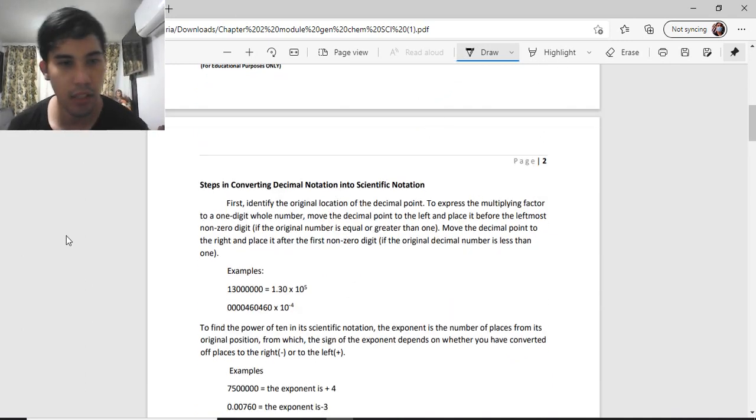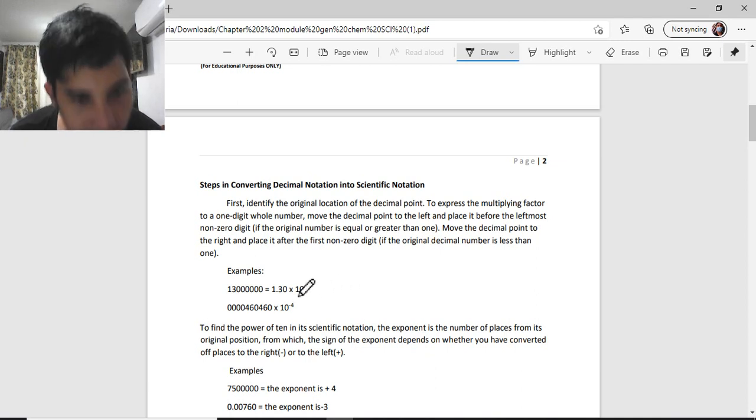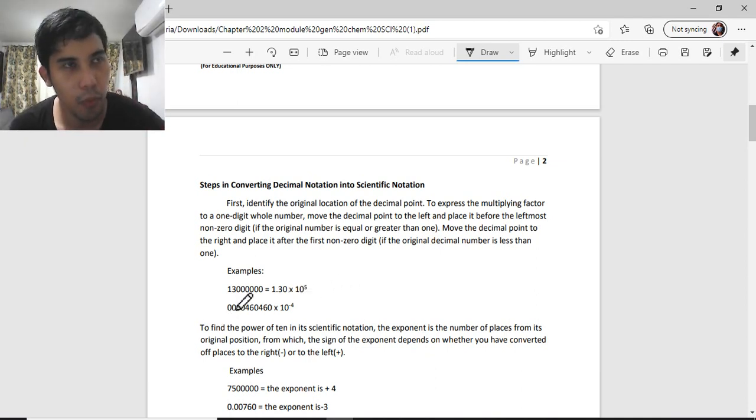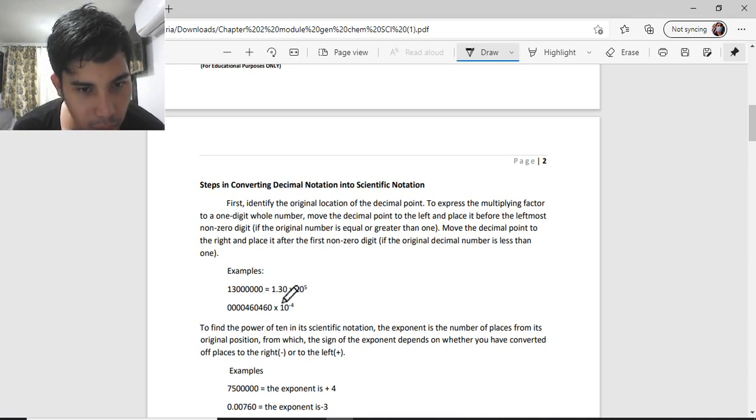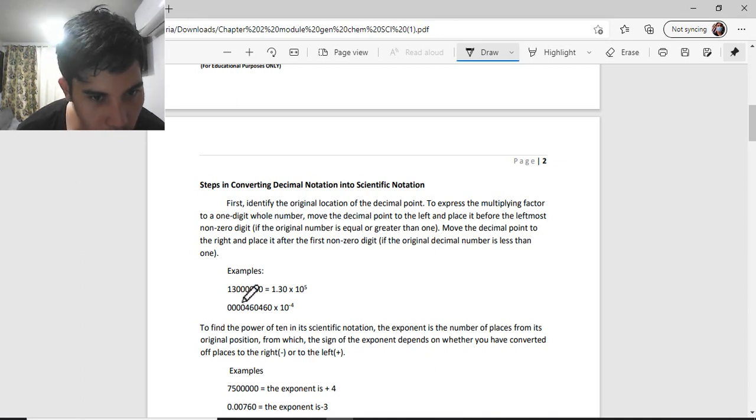Now, the steps in converting decimal notation into scientific notation. Very simple. First, identify the original location of your decimal point. There are some errors like this, so sorry. You can identify where your decimal point is by doing the opposite. The multiplying factor is 1.3. Since the exponent is positive, you go to the right: 1, 2, 3, 4, and 5. So originally, it had a decimal point there. There may be errors when you convert, class. So sorry.